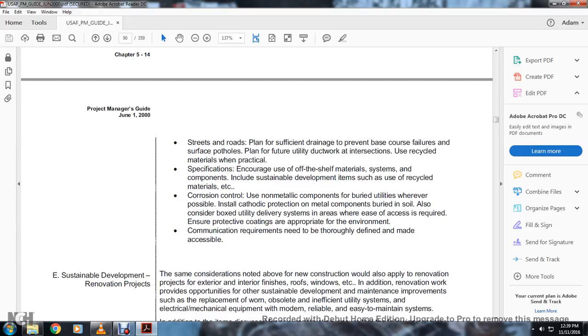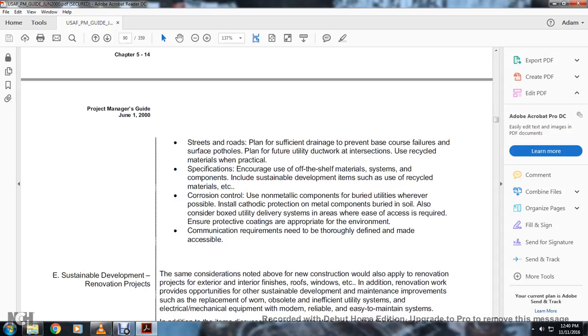Streets and roads should be planned with sufficient base drainage to prevent base course failures and surface potholes, with utility ducts at the intersections and recycled materials when practical. Specifications should encourage the use of long shelf-life system components and include sustainable development items such as recycled materials and corrosion control. Use non-metallic components for buried utilities where possible, or install cathodic protection on metal components buried in soil. Also consider boxed utility delivery systems in areas where access is required, and ensure protective coatings are appropriate for the environment.